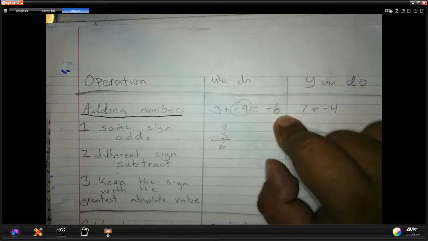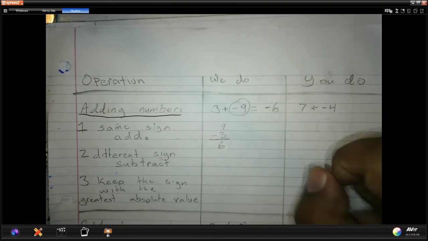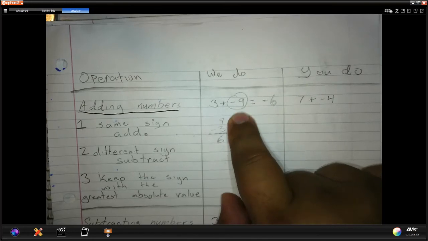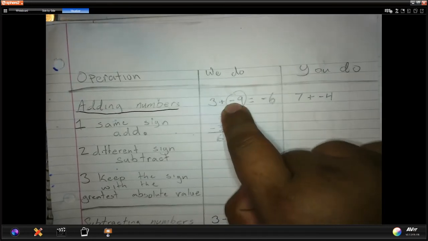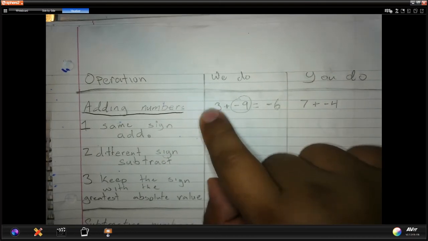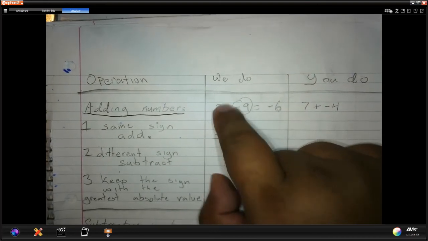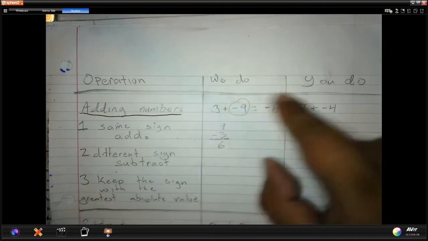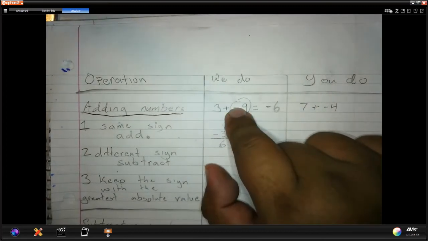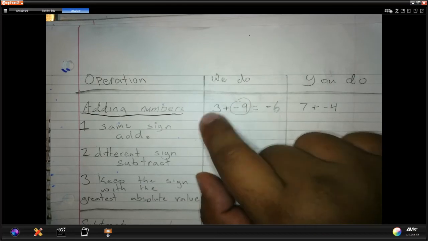But then you might be asking, Mr. Baiza, why did you write a negative there? Well, it says keep the sign that has the greatest value. And remember, we circled the one that was bigger, and that's a negative number. So that means my answer is going to be negative. If my positive had been bigger and I ended up circling my positive, that means my answer would have been positive. Because I had negative 9, I had more negatives than I had positives.